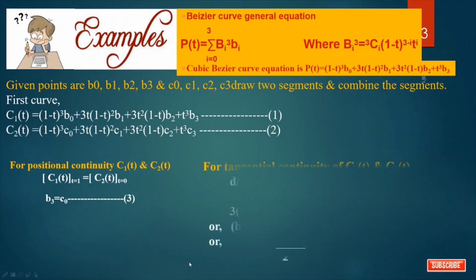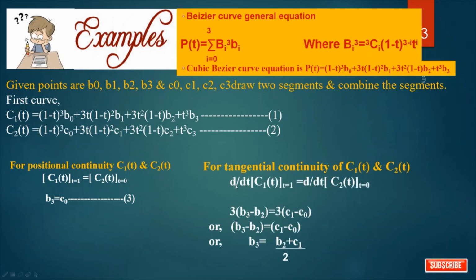And for tangential continuity, take the derivative of the first curve, take the derivative of the second curve, and give t equals 1 here and t equals 0 here. So this is for tangential continuity. Take the derivative of the first curve where t equals 1, then take the derivative of the second curve where t equals 0. Then you will get this. Okay, and we already learned C0 equals B3. So give C0 equals B3, we will get this result.